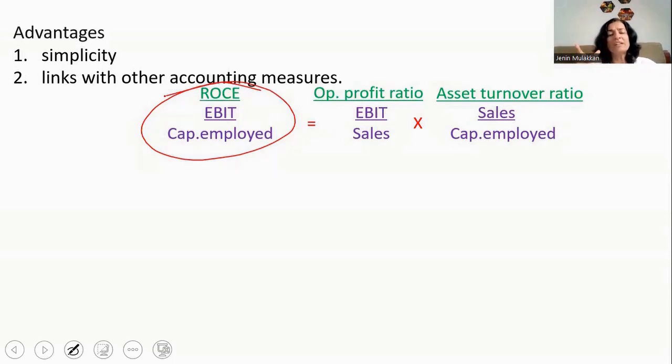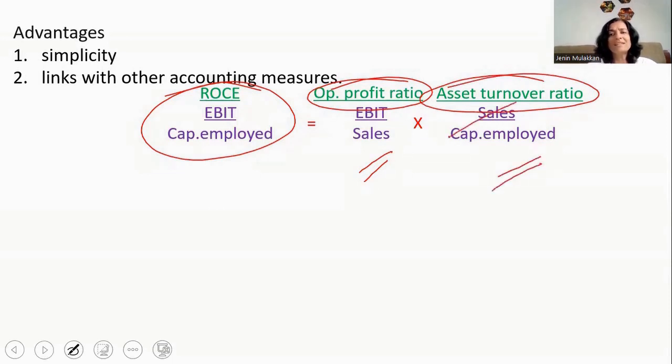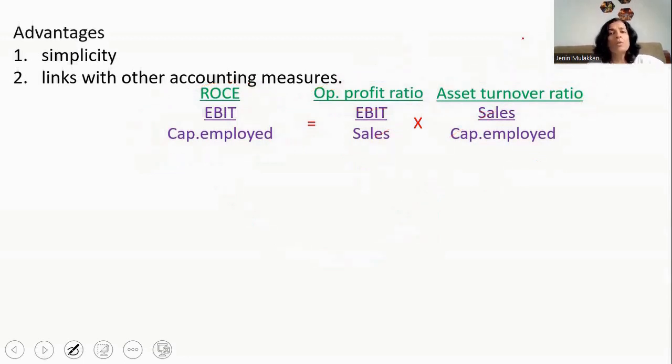We can actually split that ratio into 2. One is operating profit ratio, that is given by EBIT divided by sales, multiplied by asset turnover ratio, that's sales divided by capital employed. Sales and sales get knocked off. So return on capital employed can be further analyzed as the operating profit ratio and the asset turnover ratio. What is operating profit ratio? It is how much profit we are making on the sales. That is, for each dollar of sales, what is the profit that we are making?